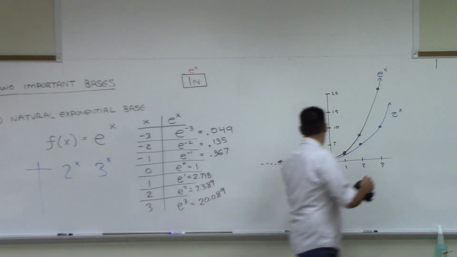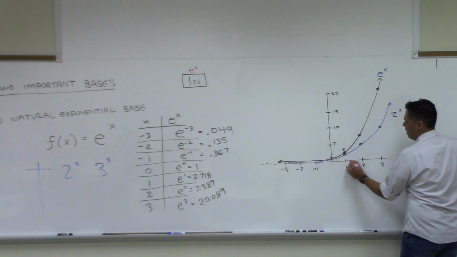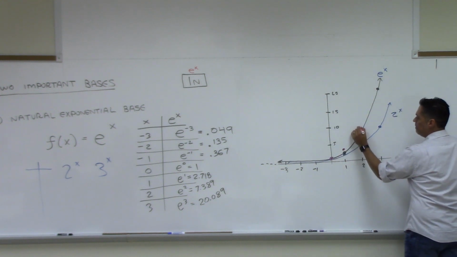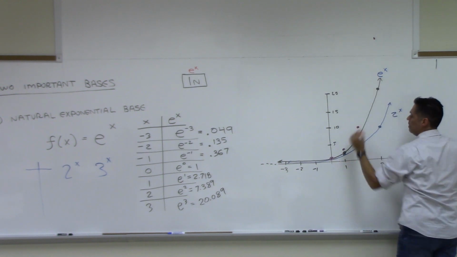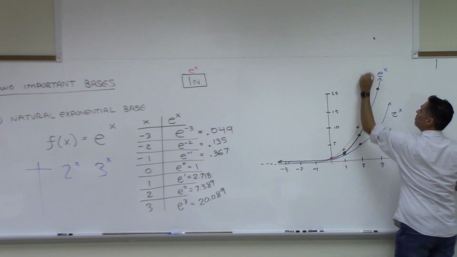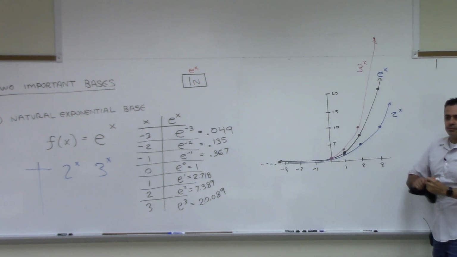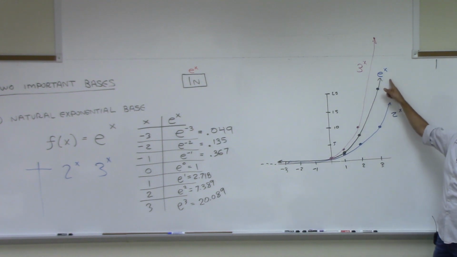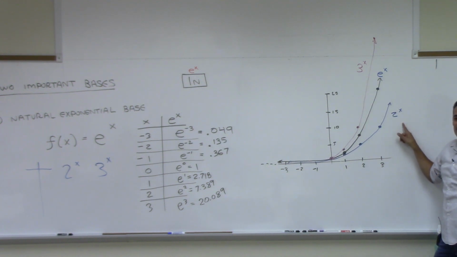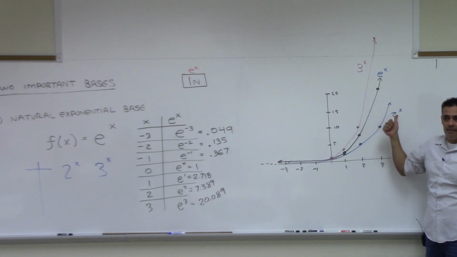At 0 it would be 1. At 1 it would be 3. And then 3 squared would be 9. 3 cubed would be 27, which would be up there. And so that graph would look like this. That's 3 to the x. So 3 to the x grows faster than e to the x, which grows faster than 2 to the x. So the bigger the base, the faster it grows. All right? Make sense?